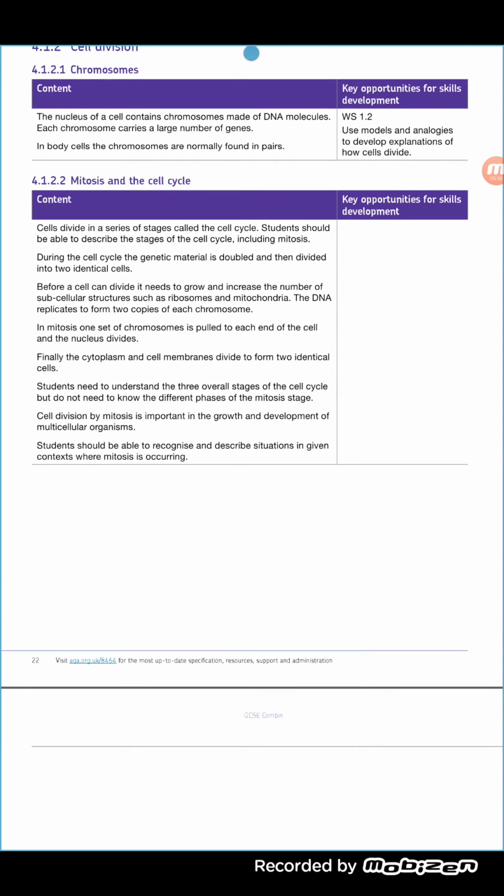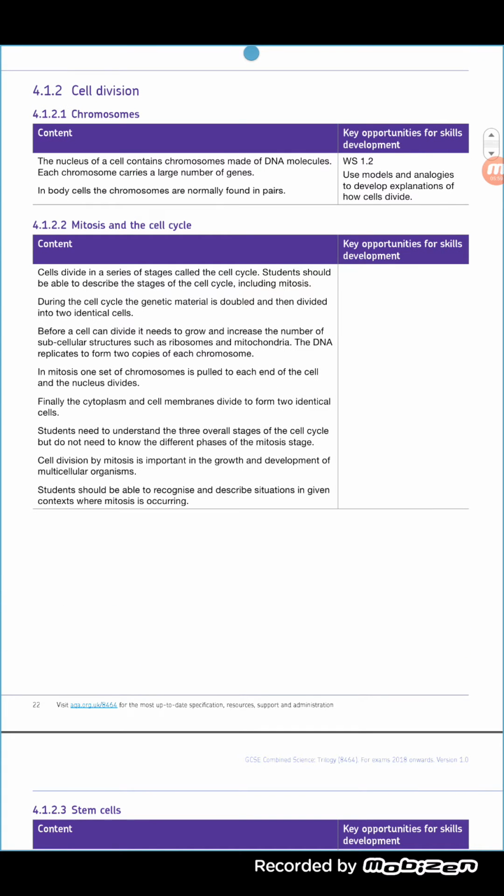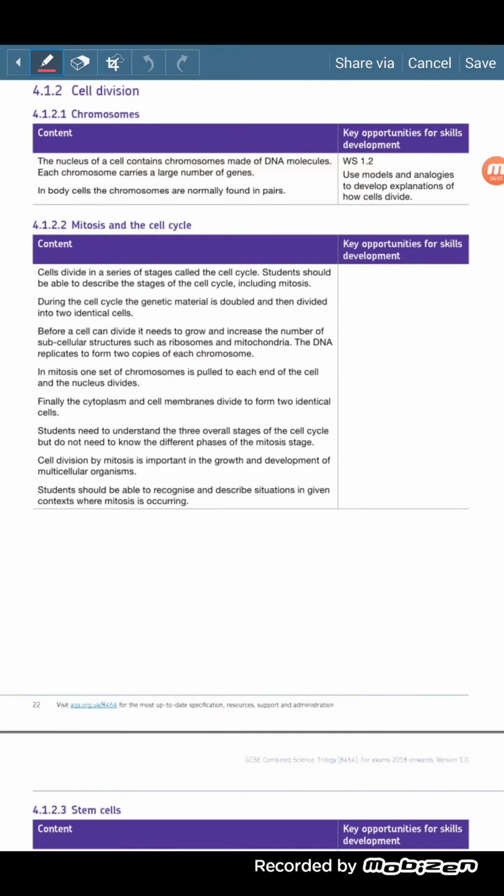We then come to cell division. Chromosomes, which are found in the nucleus, made of DNA. And then we come to mitosis and the cell cycle. Remembering that in mitosis we have a cell which will have the DNA in, and it will form 2 identical daughter cells. And we don't just say identical, we say genetically identical.